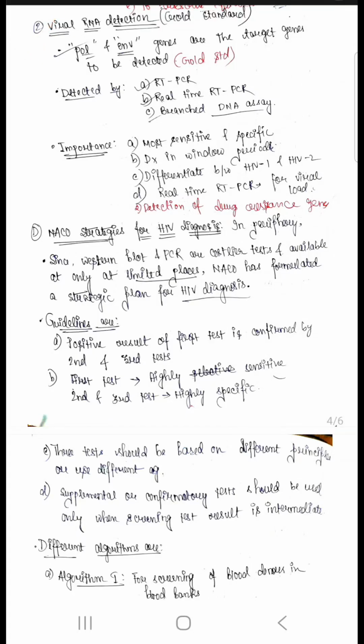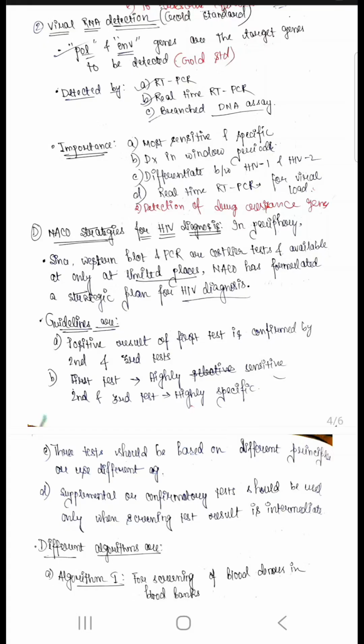Begin with the gold standard test, that is the viral RNA detection, another confirmatory test. Now what do we detect here? The Pol and the ENV genes. Because this is RNA detection, we detect the genes. So Pol and ENV genes are the target genes to be detected, and this is the gold standard test. What is it detected by?